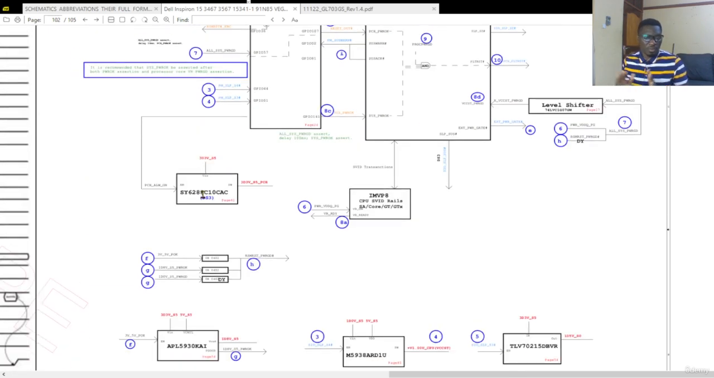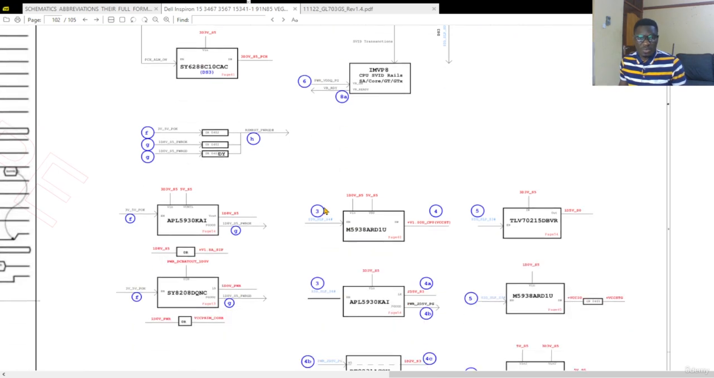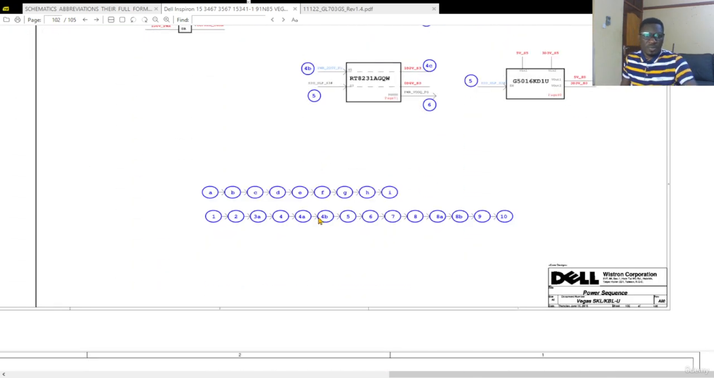So this is one of the most useful steps in laptop repairs. So down here they can still show you that it starts from A, B, C, D, E, F, G, H, I. The numbers they show start from 1 up to 10. You can see the small arrows.